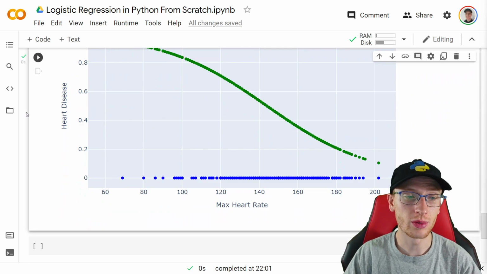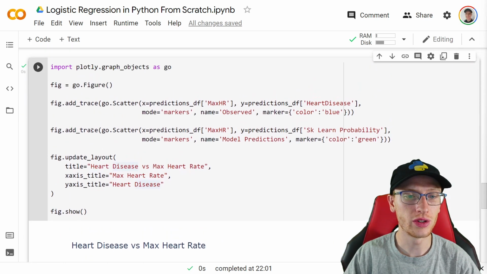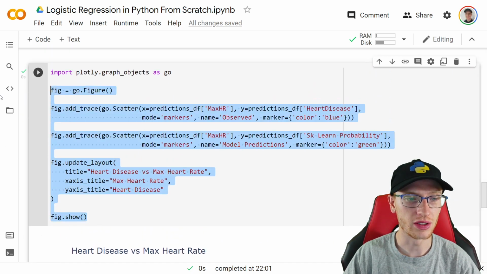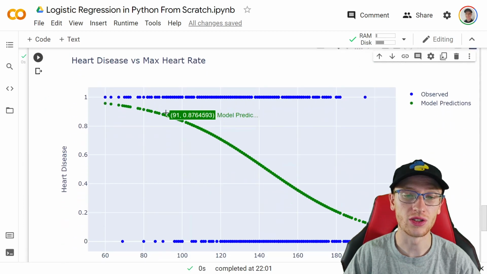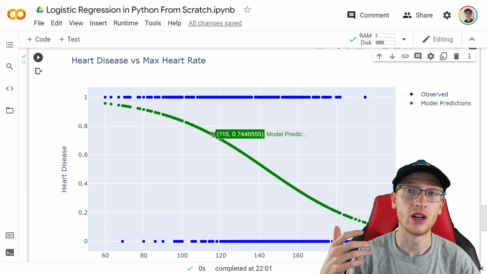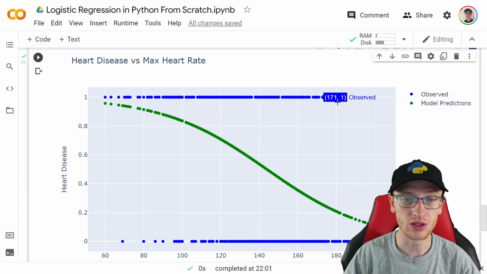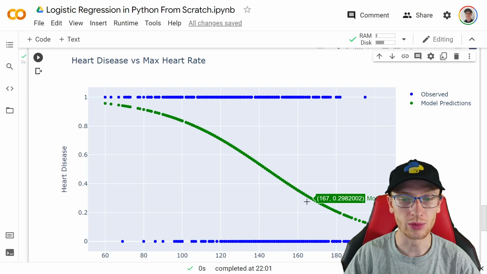I want to do one more graph before we move on, and that's going to be basically the exact same thing. So I'm going to copy this, except I want to actually plot the predictions as well on here, the predicted classes, either 0 or 1. Here's the observed values, here's our model probabilities.